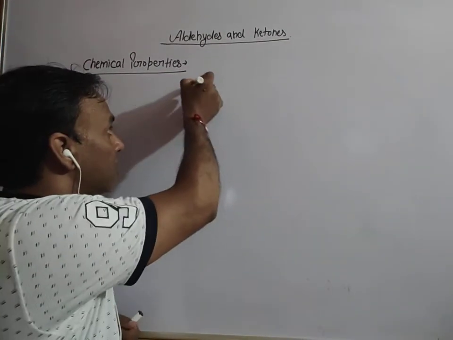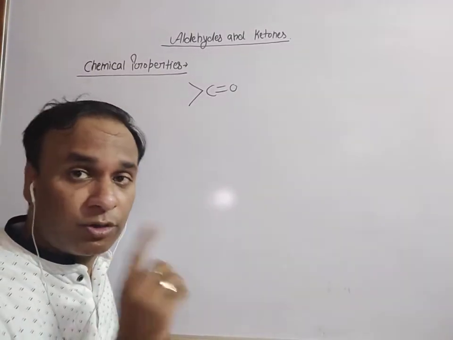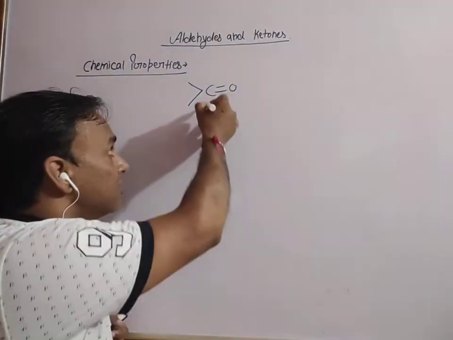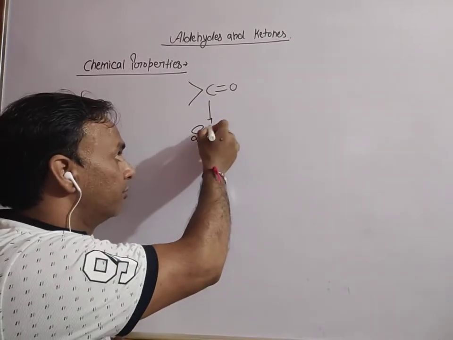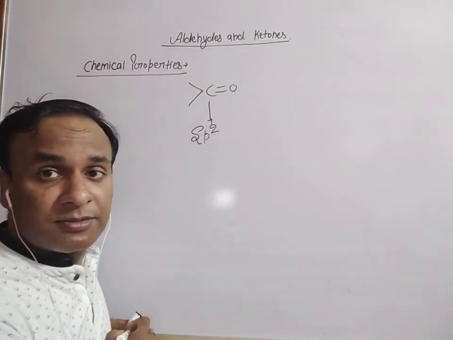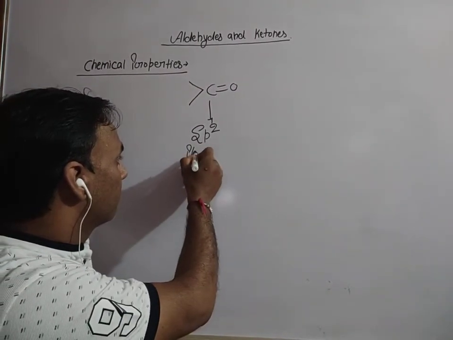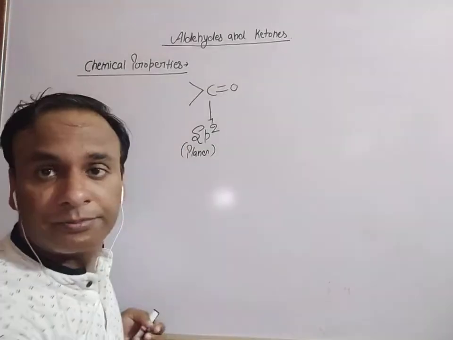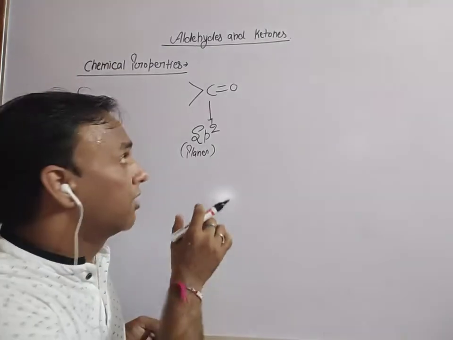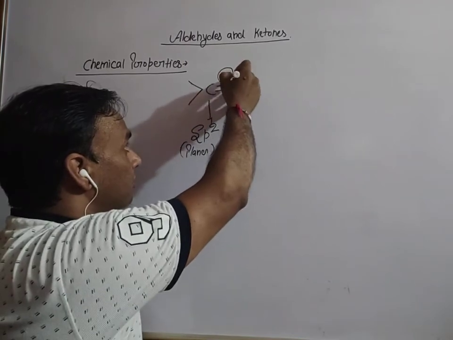Exactly, what is a carbonyl compound? C double bond O is a carbonyl compound. When we talk about the carbon atom present in the carbonyl compound, the hybridization is sp2. Due to sp2 hybridization, the structure is planar. Clear?